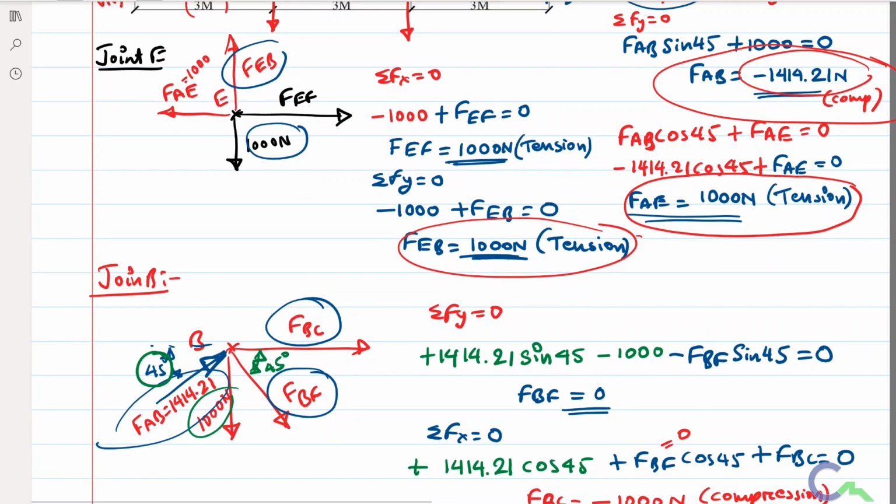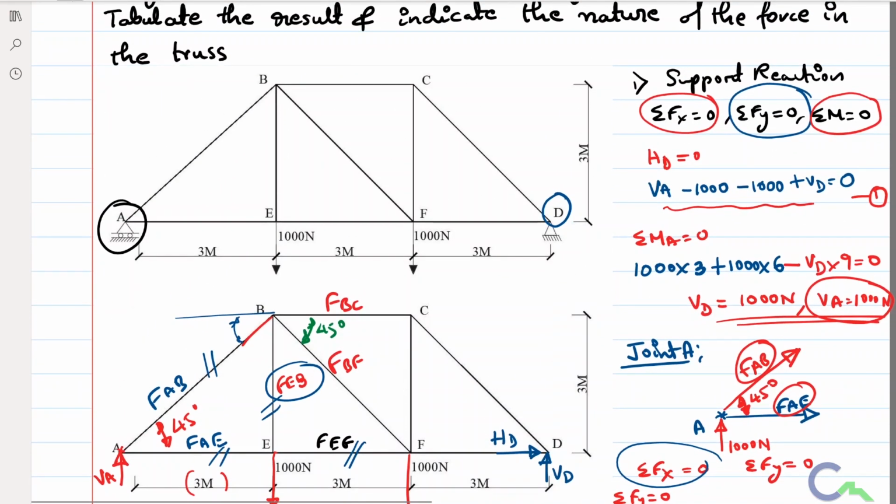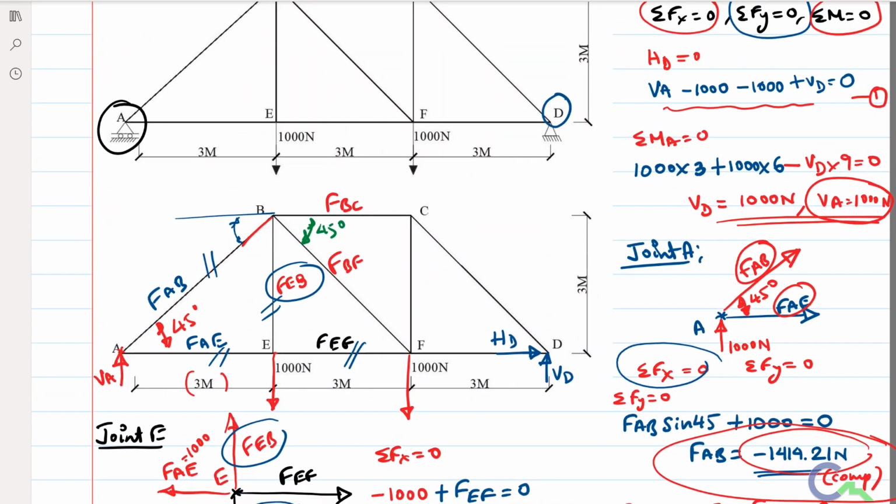So I completed the next joint, that is joint B. I have to check in the figure. So here we completed FBF, we got that value as 0. Then FBC also we got it as compression. So next step, either I can consider point C, because unknowns are FCD and FCF. Then if I go to point F, we have two unknowns, that is FFD and FFC. So I will consider joint C.